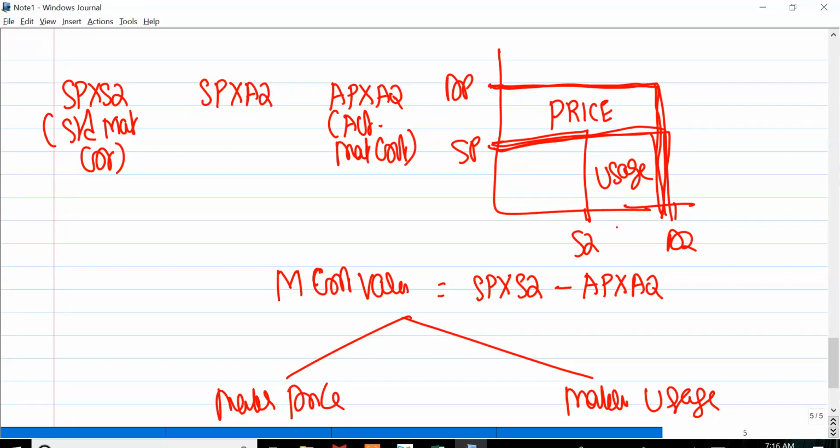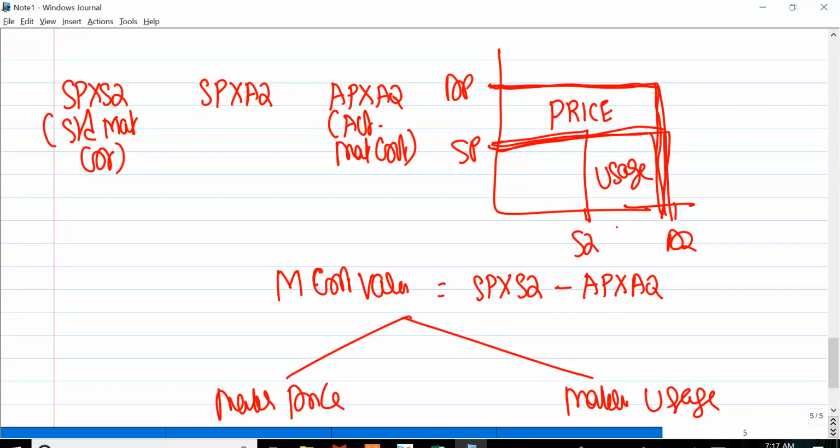Can you tell me what should be the formula for usage variance? It's SP into SQ minus SP into AQ. Why not bigger minus smaller? Because I don't want actual minus standard; I want standard minus actual. So SP into SQ, the smaller rectangle, minus SP into AQ, the bigger rectangle. The leftover portion is this part which you see there: SP into SQ minus SP into AQ.